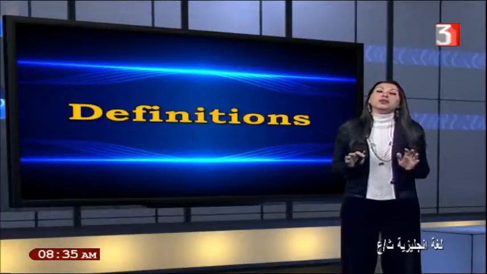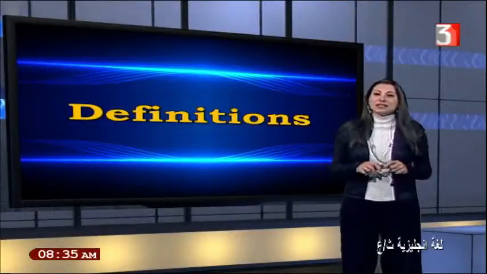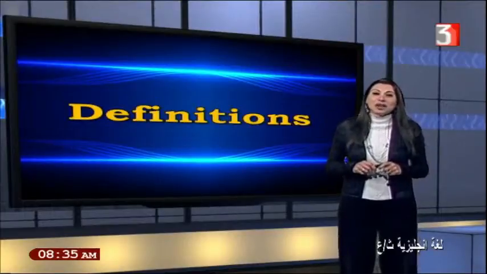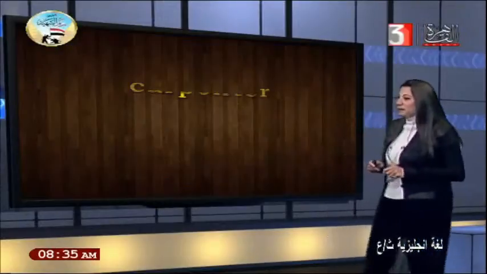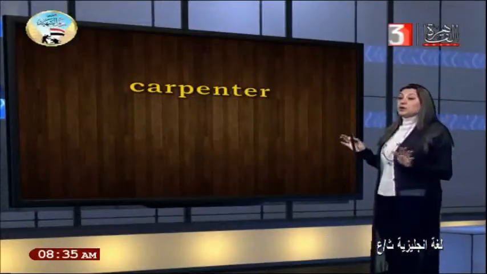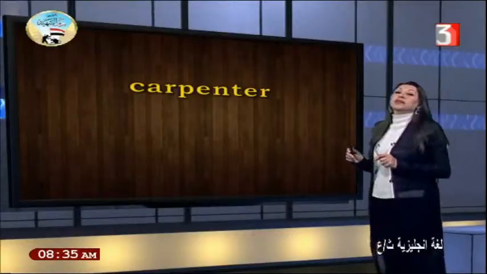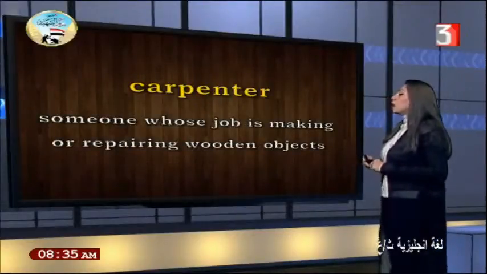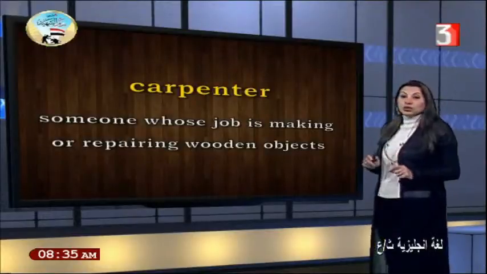Today we have a new lesson with definitions, vocabulary, grammar, and plenty of exercises to have. Be ready with us, get your paper and pen, and let's start together what we have for definitions today. The first word that we're going to have today is the word carpenter. Carpenter is Naggar, excellent. He's someone whose job is making or repairing wooden objects.